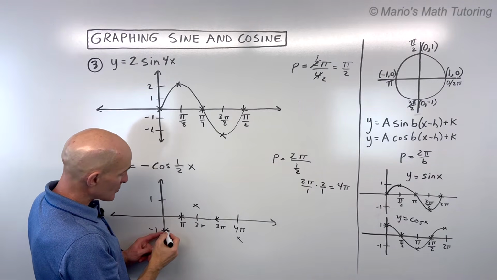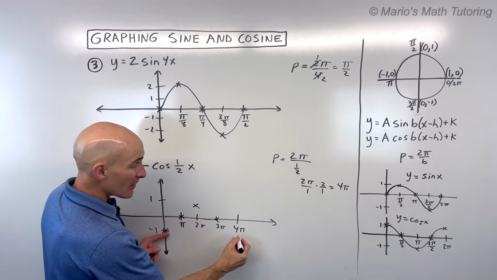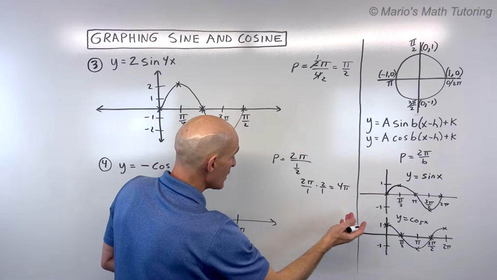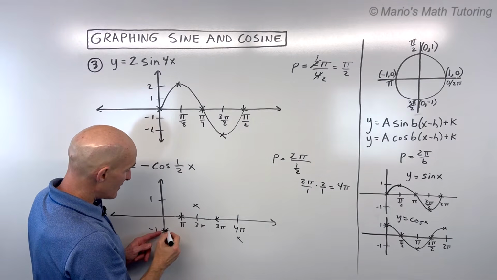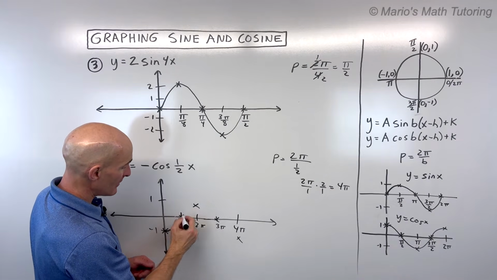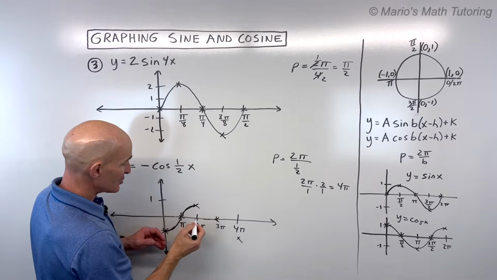Now here's a little tip as well. Sometimes people tend to draw straight lines through these points and the graph doesn't look super great. So what you want to think about is this is kind of like a C, they call it concave up, like a C shape up. This is kind of like a C shape down.